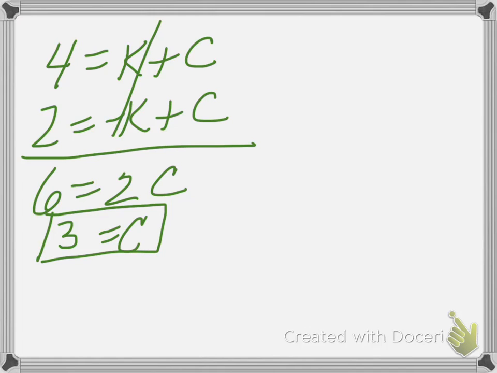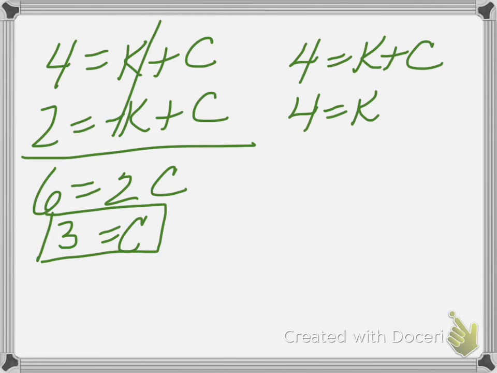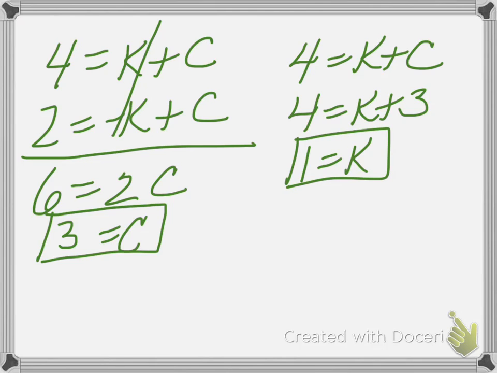Okay, if c equals 3, then now I can solve for k, because I know that 4 equals k plus c. So 4 equals k plus 3. Subtract 3 from both sides, and I get 1 equals k. So now I know what c and k is, and the question is, when x is 2, what is y?